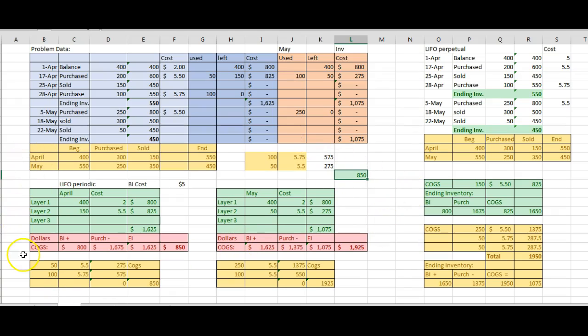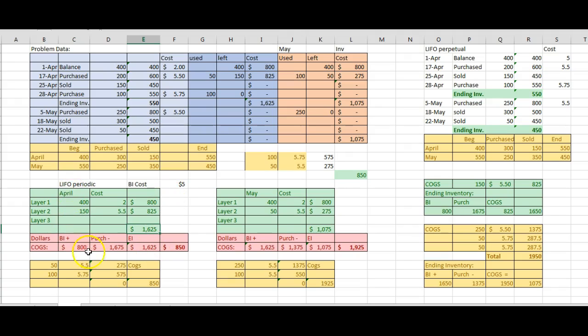So what's left? Okay, I have left 400 at $2 and 150 at $5.50. So that gives me an ending inventory of $1,625, if I added correctly. So what does that do for us here?